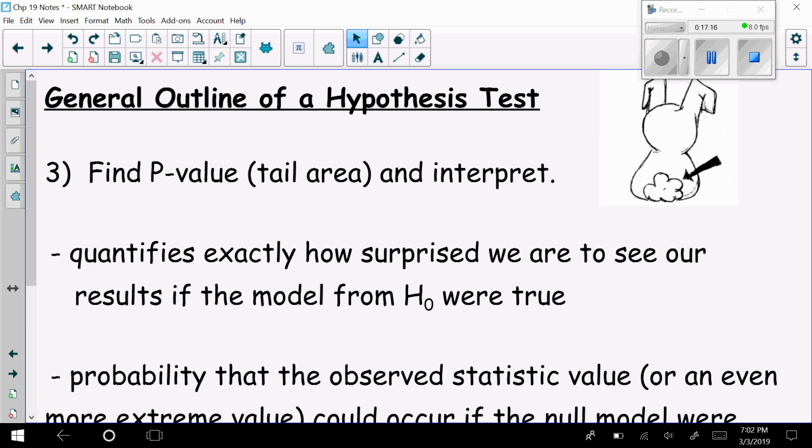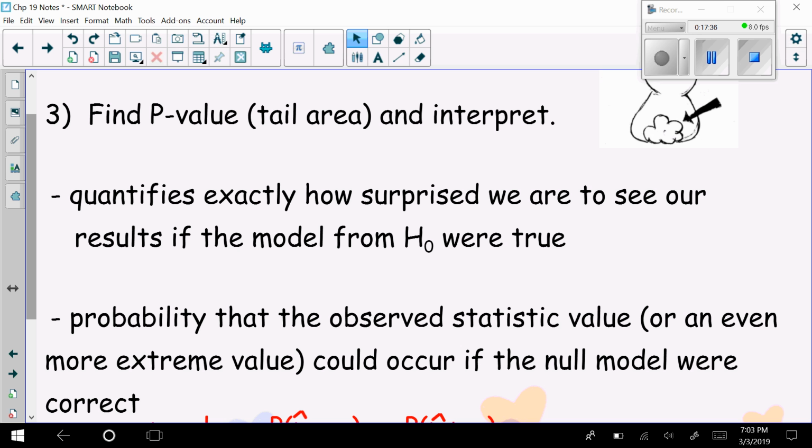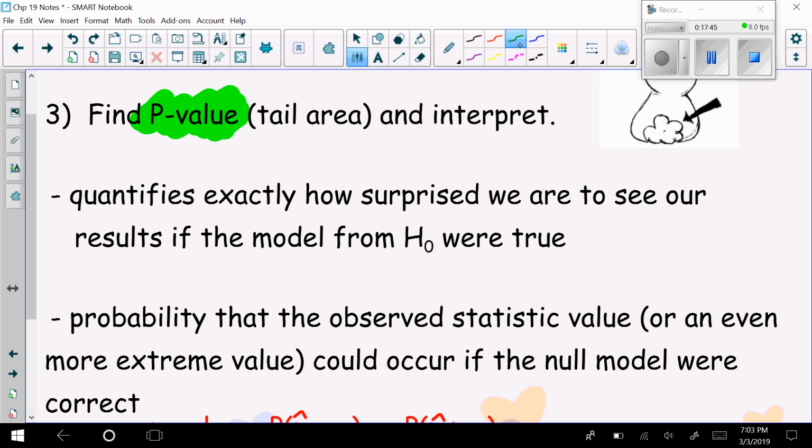Now, what we're getting to is you're going to calculate a statistic. Then you're going to find a p-value. This is not a proportion value. You're going to find a p-value, which is a probability versus a proportion. This p-value right here is a probability.